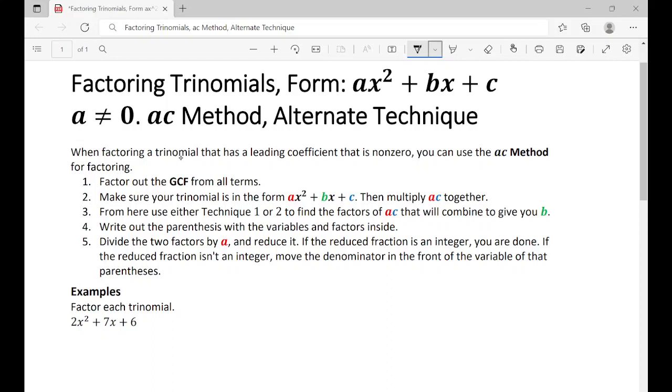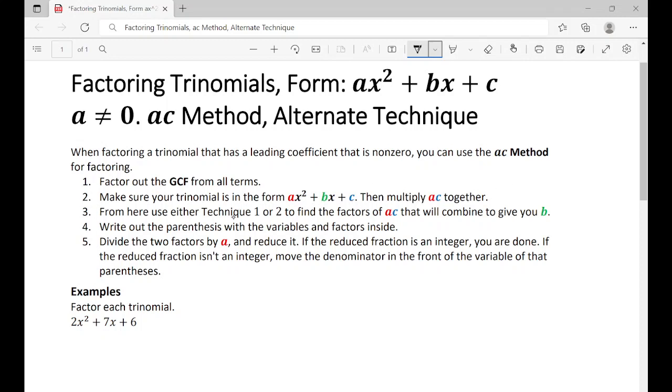When factoring a trinomial in the form of ax squared plus bx plus c that has a leading coefficient that is non-zero, you can use the AC method for factoring. First, you want to factor out the GCF of all terms. If you can make it simpler, that's what you should do. Next, you should make sure that your trinomial is in the form of ax squared plus bx plus c, and then multiply a and c together.